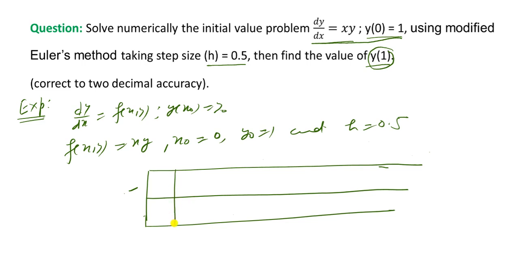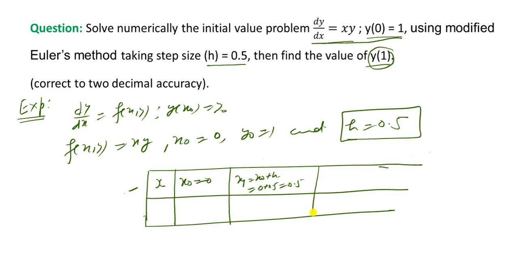Now the x arguments: initially x0 is equal to 0. Because the step size h is equal to 0.5, x1 is x0 plus h, means 0 plus 0.5, so this is equal to 0.5. Then x2 is x0 plus 2h, so 0 plus 2 into 0.5 is equal to 1. So here x2 is equal to 1, and we want to compute the value of y at x2, that is x is equal to 1.